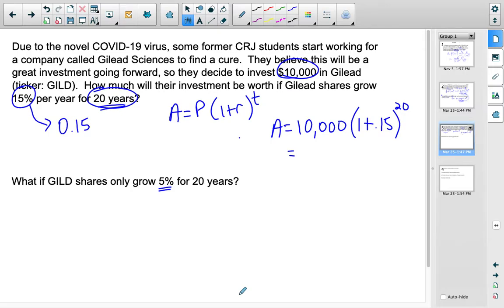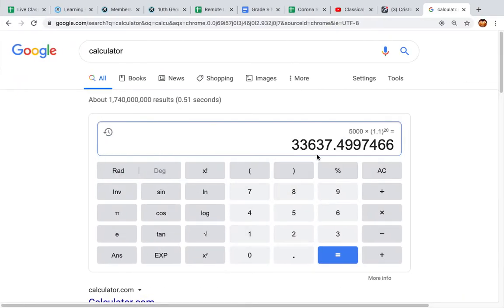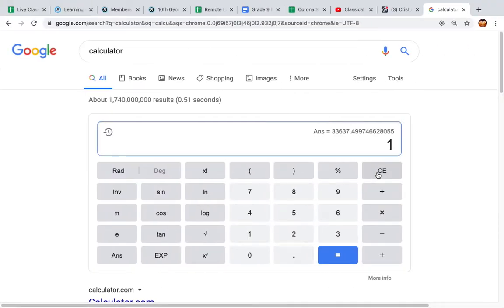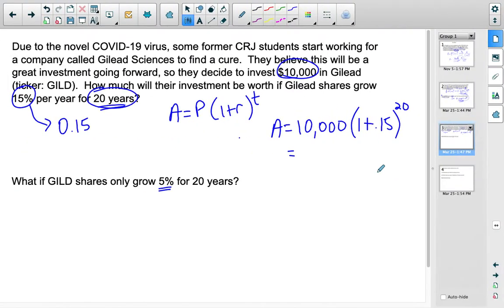So on our calculator, what was it again? 10,000 times 1.15 to the 20. We've got 163,665.